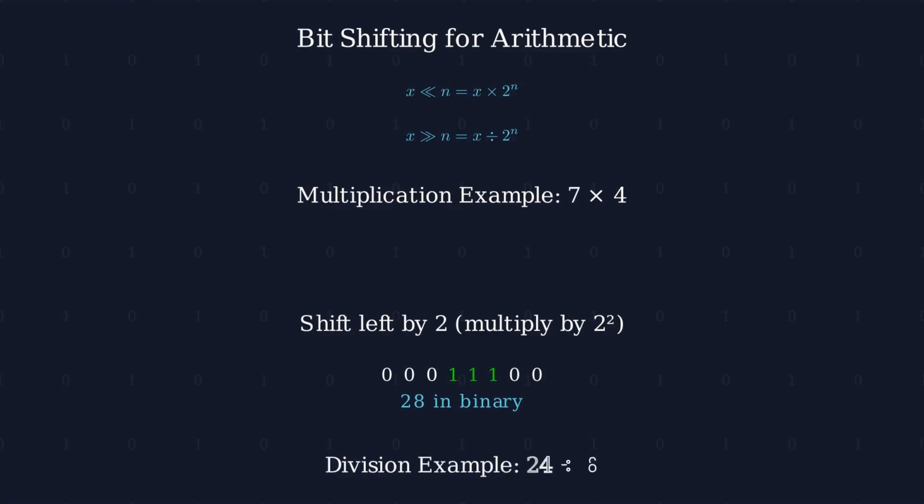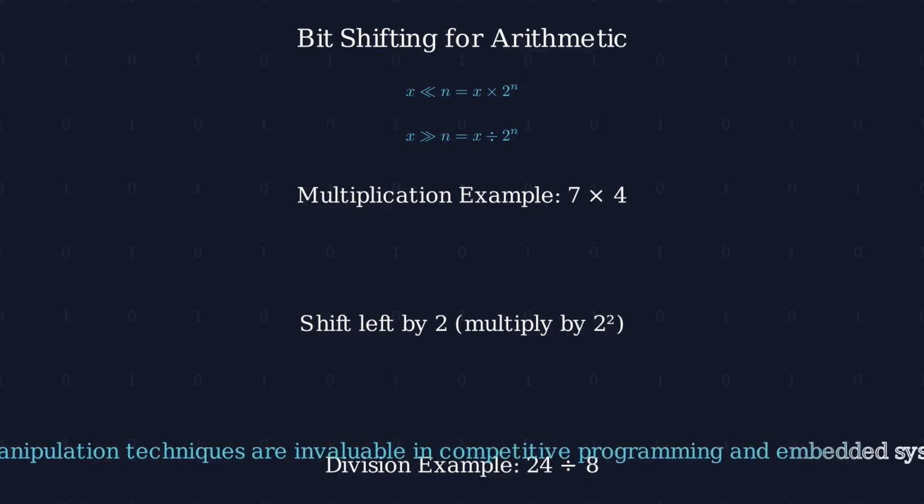Similarly, for division, right shifting a number by n bits is equivalent to dividing it by 2 raised to the power of n. For example, to divide 24 by 8, we can shift right by 3 bits, since 8 equals 2 cubed. This moves each bit 3 positions to the right. These bit-shifting techniques are particularly valuable in competitive programming and resource-constrained systems, as they are much faster than standard multiplication and division operations.